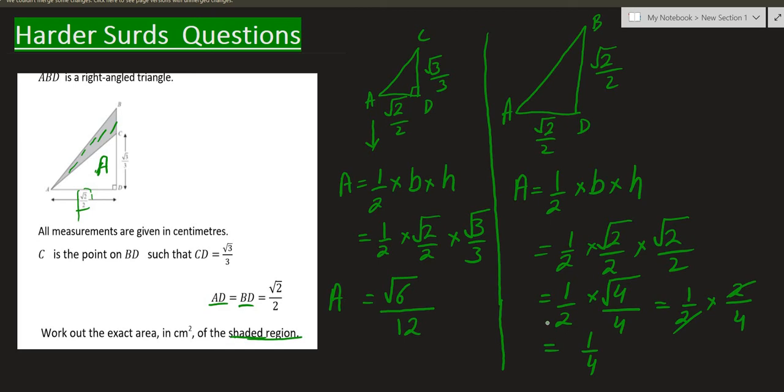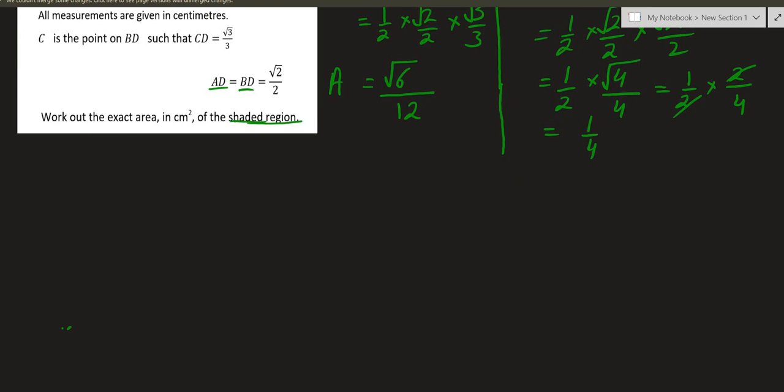So I'm going to take away this by that, and then we're going to get the area of the shaded region. This is the area for the big triangle, so we take away the small one and we get the area of the shaded region. So the area is 1 over 4 minus 6 root 6 over 12. You can leave the answer like this, but if you want to simplify that, you can do that.